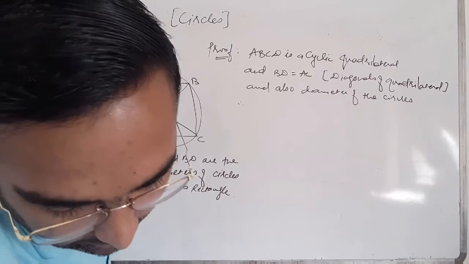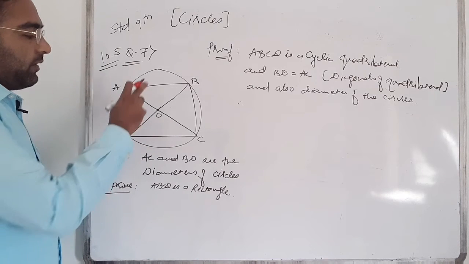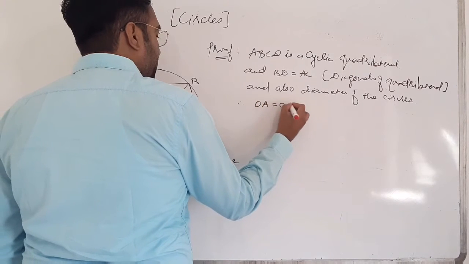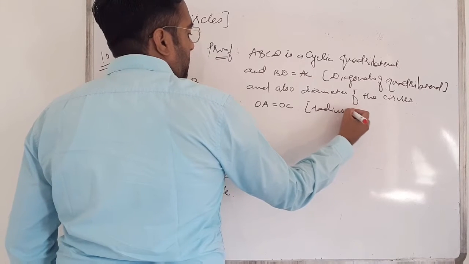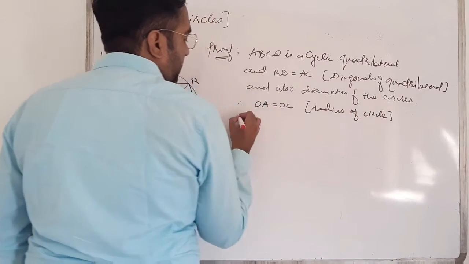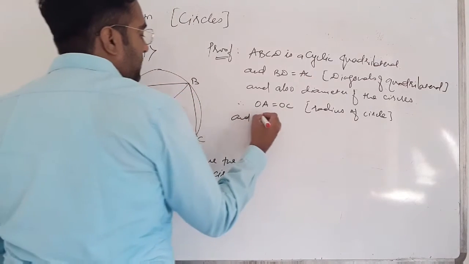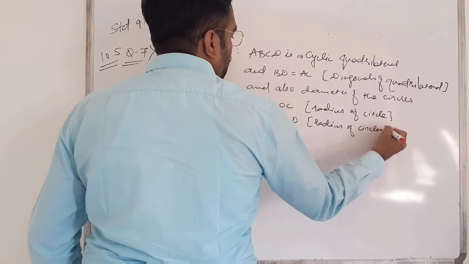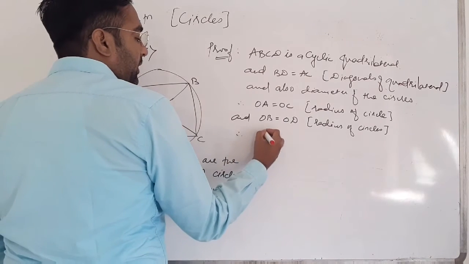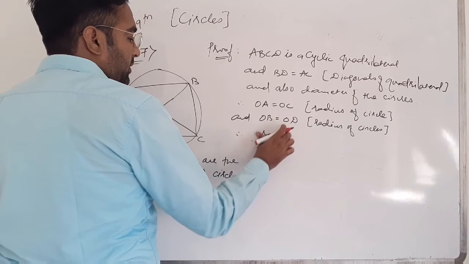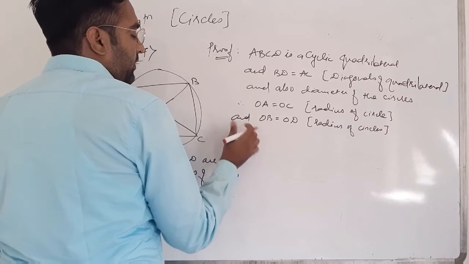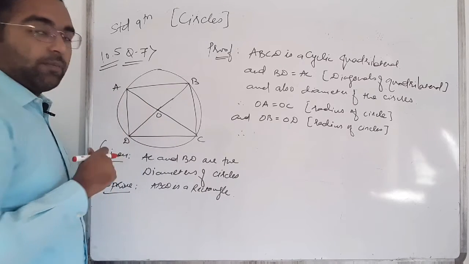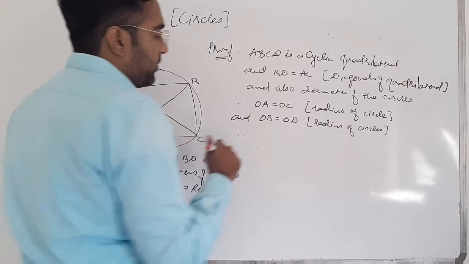If BD and AC are diameters of the circle, therefore OA is equal to OC, that are the radius of the circle, and OB is equal to OD, that are also the radius of the circle. Therefore, the diagonals are equal and also bisect at the center of the circle.